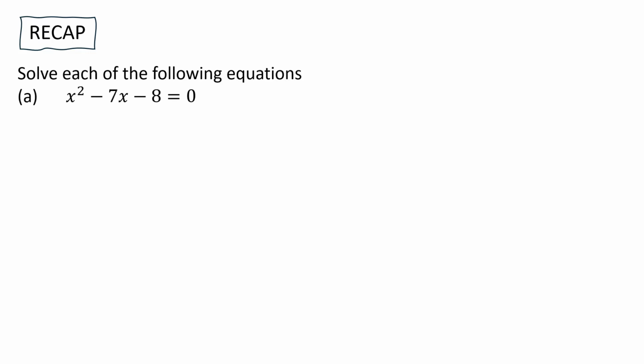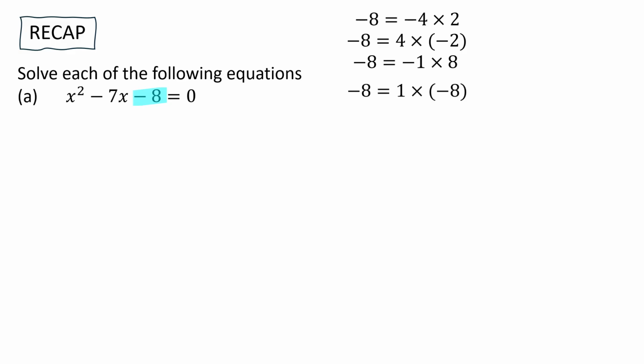Let's do a recap on how we can use the box method to factorize x squared minus 7x minus 8. First of all, let's look at the constant negative 8. Negative 8 is equivalent to negative 4 times 2, or 4 times bracket negative 2, or negative 1 times 8, or 1 times bracket negative 8.